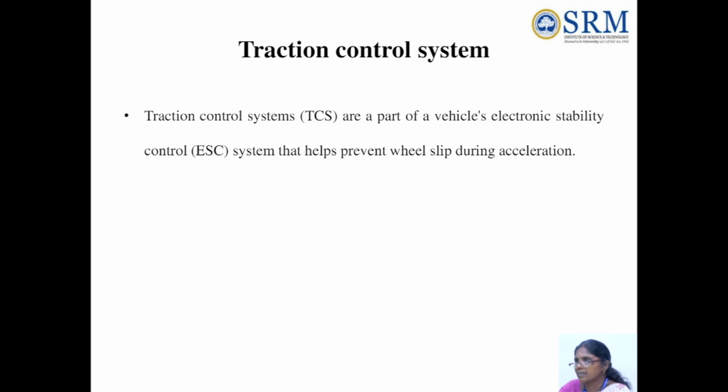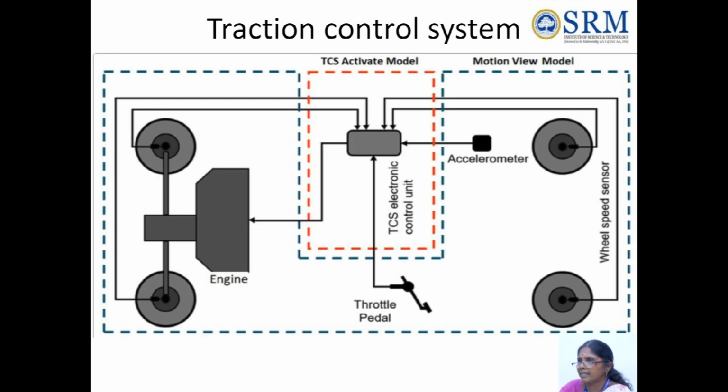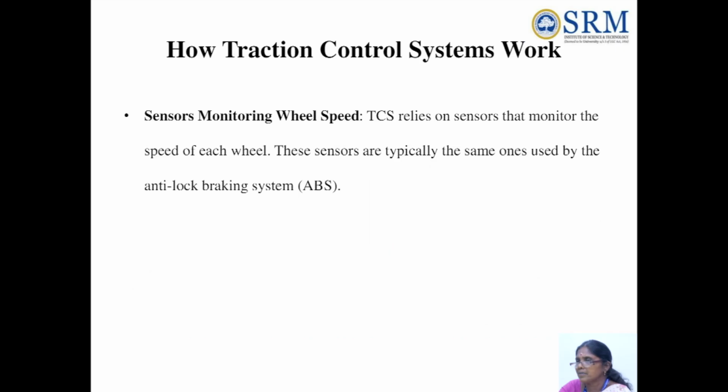Traction control systems are a part of a vehicle's electronic stability control system that helps to prevent wheel slip during acceleration. This is a diagram for the traction control system. How the traction control system works: sensor monitoring of wheel speed. A traction control system relies on sensors that monitor the speed of each wheel. The sensors are typically the same ones used by the anti-lock braking system.